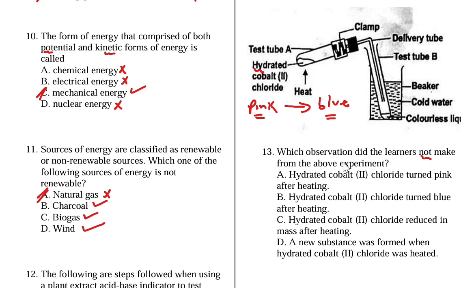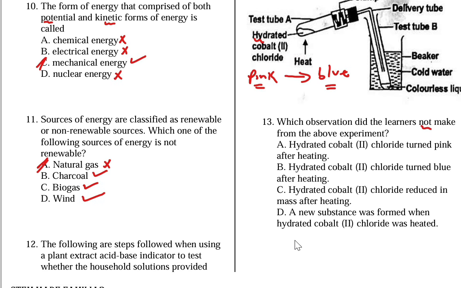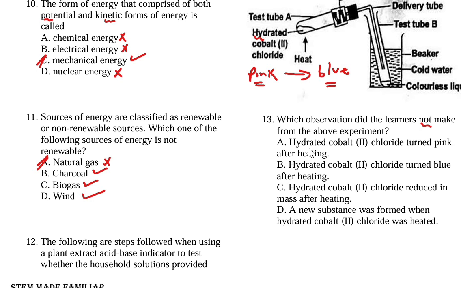So the question is asking, which observation did the learners not make from the above experiment? So we start with A. Hydrated cobalt 2 chloride turned pink after heating. This one is not true. I've said after heating, it will turn to blue, not pink. Let us go to B. Hydrated cobalt 2 chloride turned blue after heating.